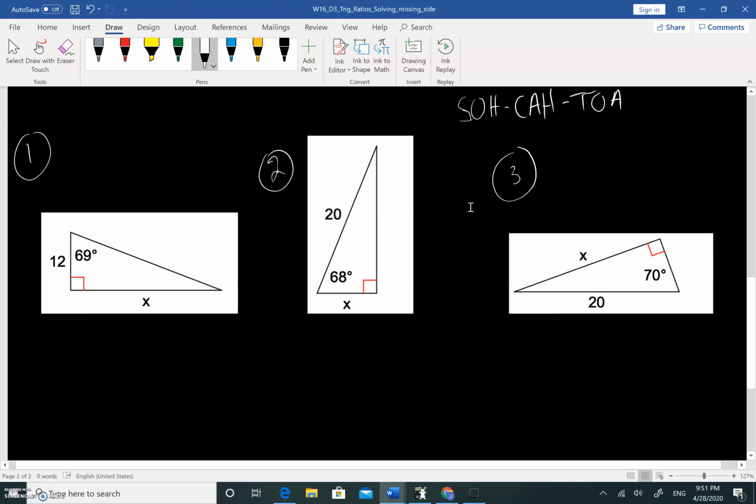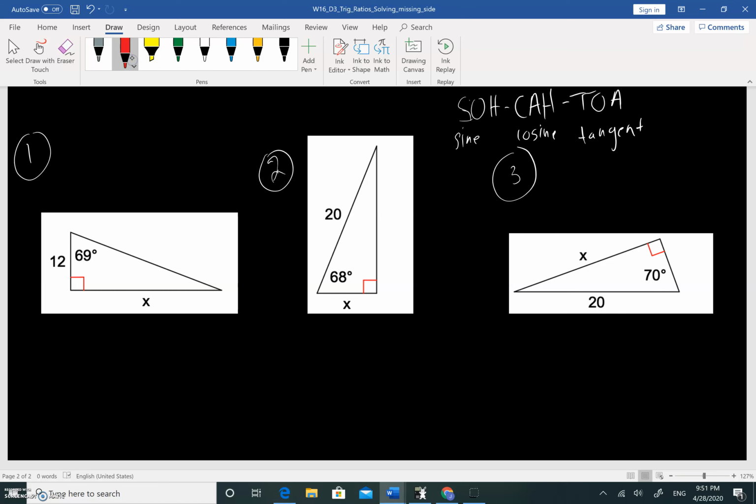Alright, so on to the examples. So number one, you first have to go ahead and write this down. SOHCAHTOA, remember these are the three functions that we're focusing on. The first one being sine, the second one being cosine, and the last one being tangent. So you have to first identify which one of these three we're going to use.